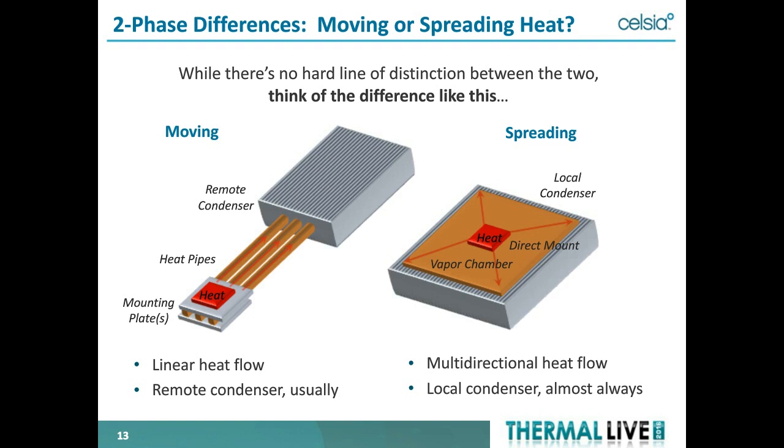With heat pipes, what you get is a linear heat flow. You get moving heat from point A to point B. In a spreading application, you are spreading heat in all directions.